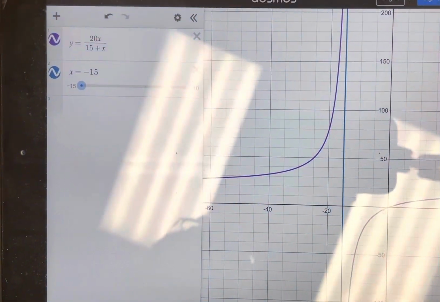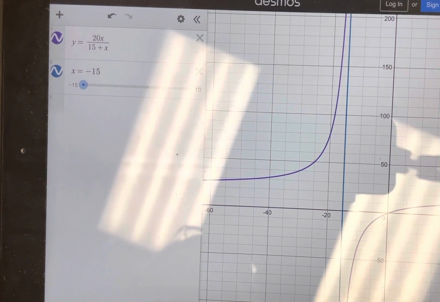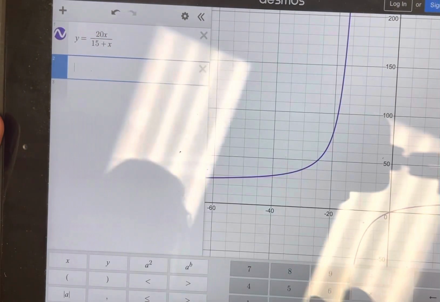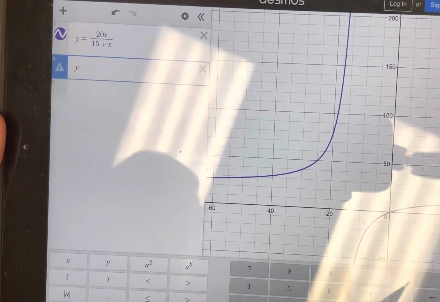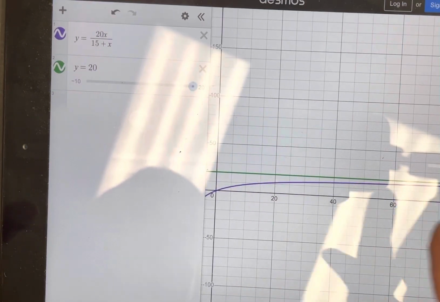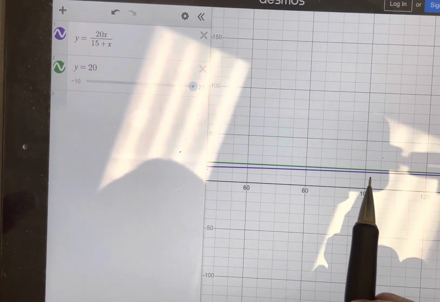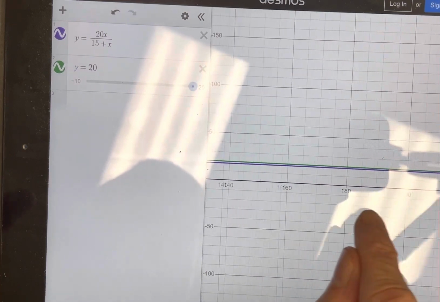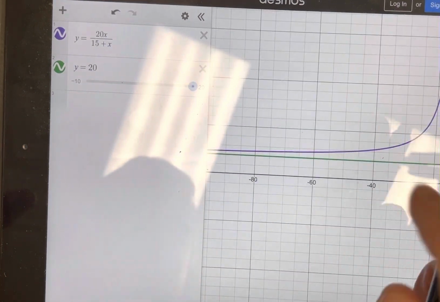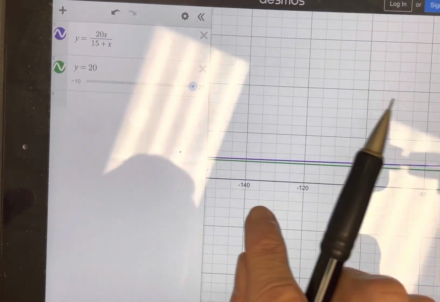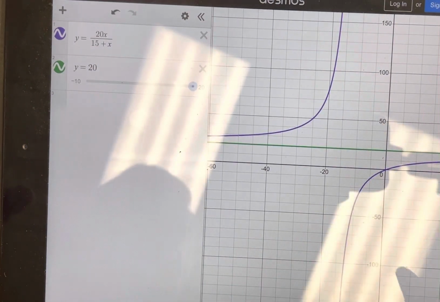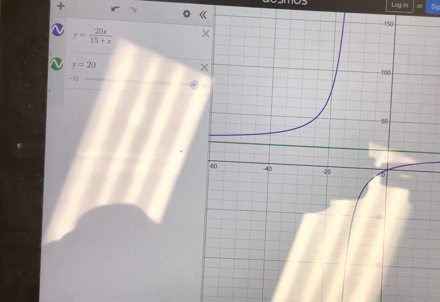Alrighty, we got the vertical asymptote. I'm going to take the vertical asymptote out of there and put in the horizontal asymptote at y equals 20. You can see that asymptote. If we go to the right, the graph is getting closer and closer to the green line, being shaped by it. As I go to the left, the graph is coming down, and it's getting closer and closer to it, but it'll never touch. So I have both a horizontal asymptote and a vertical asymptote in this problem.